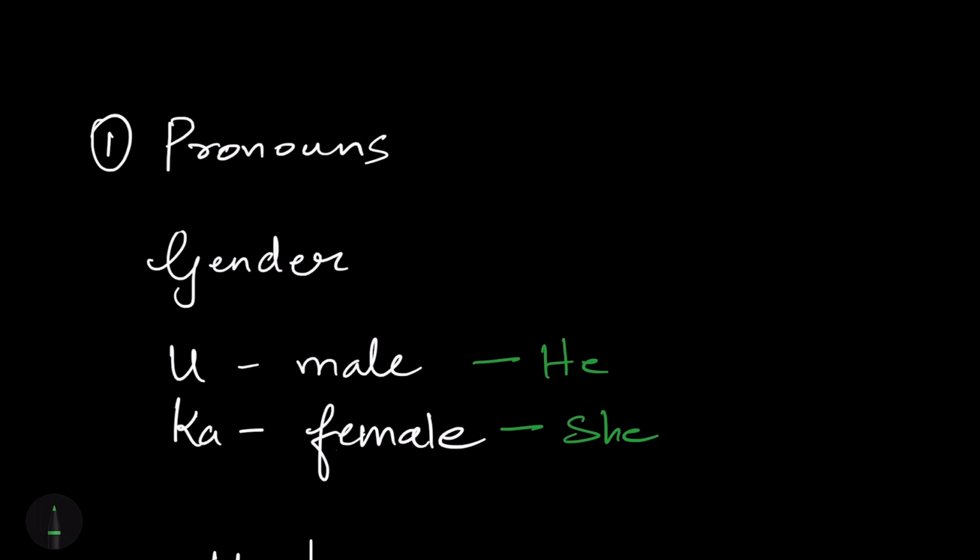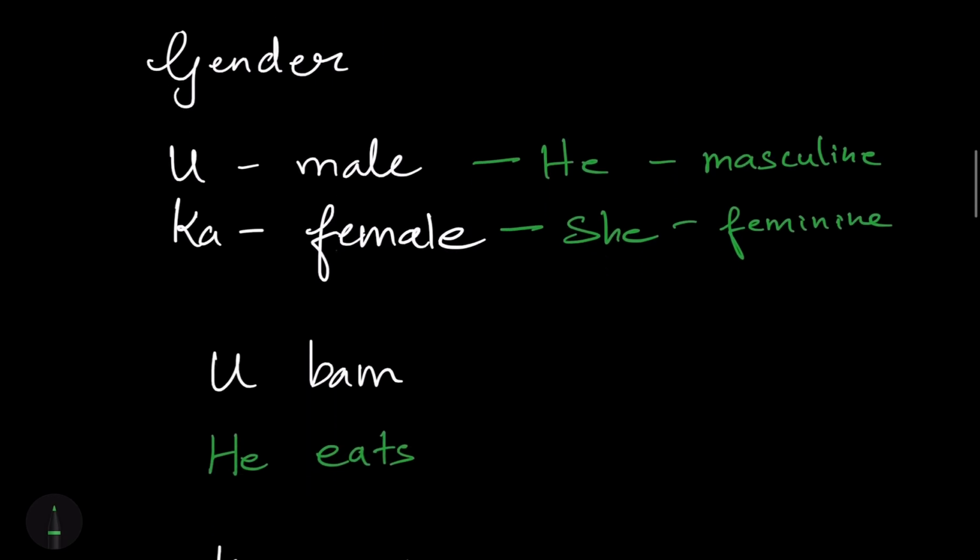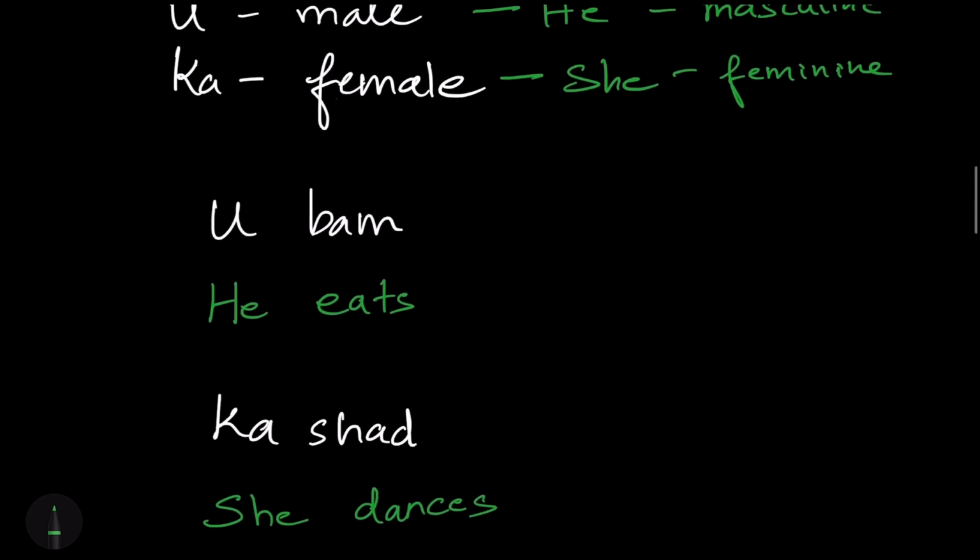Now, in English also, he could be referring to the masculine gender, and she, the feminine gender. So he and she. Now, let us take two examples. U is a masculine, so it will be he. U ba means he eats.